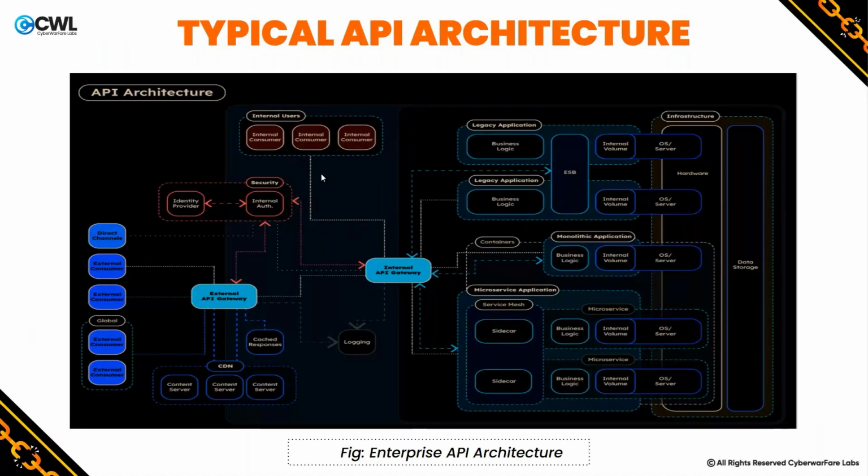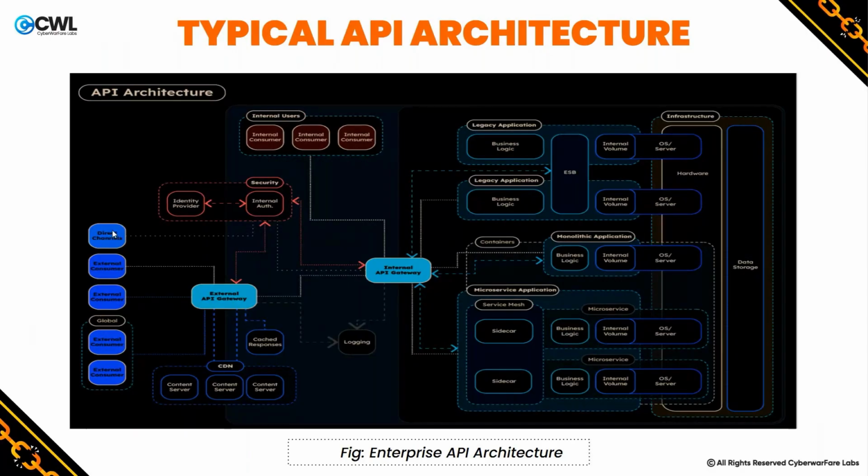So, talking about the typical API architecture in an enterprise, we have different constraints when talking about enterprise architectures. We will have some internal users and also some external users, that is the guests or the customers, while the employees will be the internal ones. For this, we have some API gateways: one external API gateway and one internal API gateway.